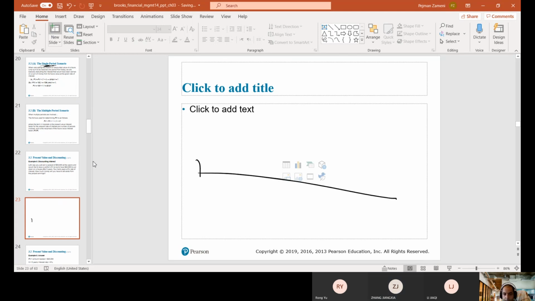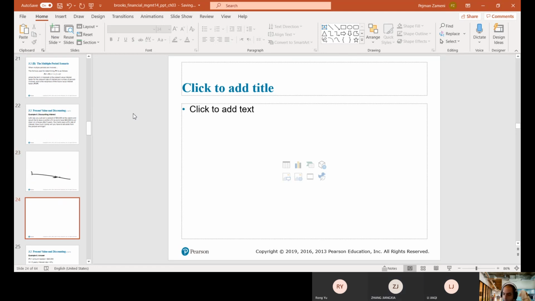Okay. I don't know why it goes like this. I don't know how to delete it. No. Create another one.